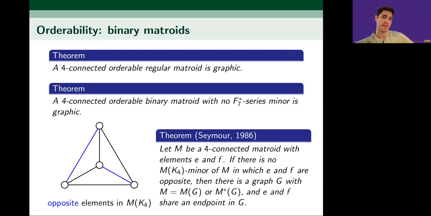So opposite elements in a K4 are just a matching. And then, his result was that a four-connected matroid with no M(K4) minor with a particular pair of elements as opposite means that the thing is either graphic or co-graphic, and those elements share an endpoint. But this is what we use to get the progress that we have in this case.